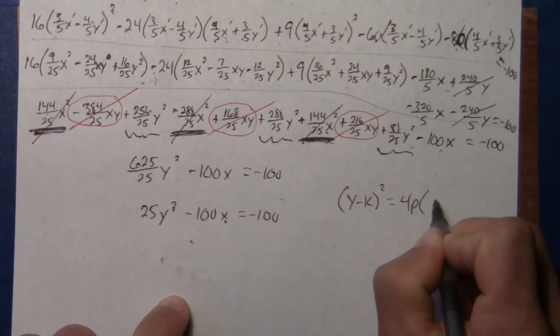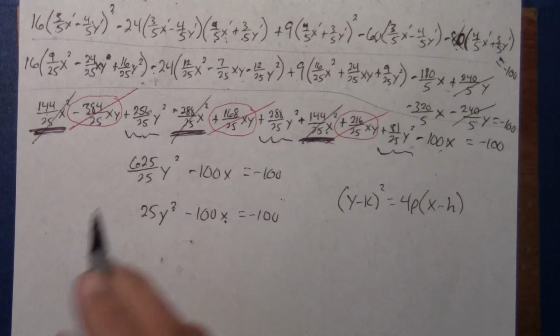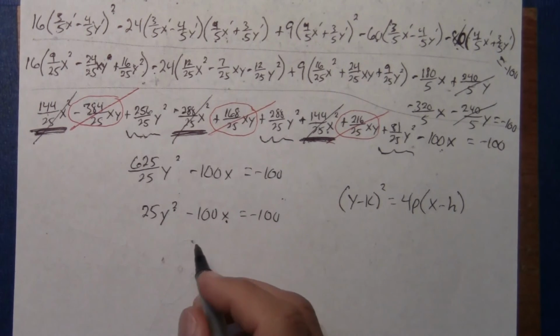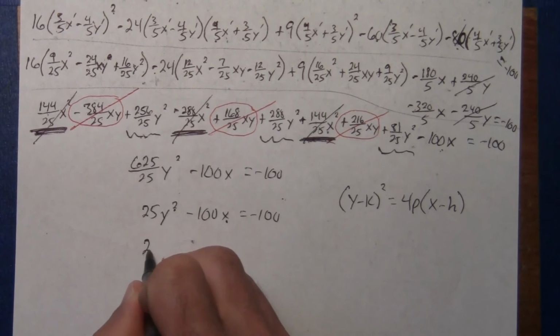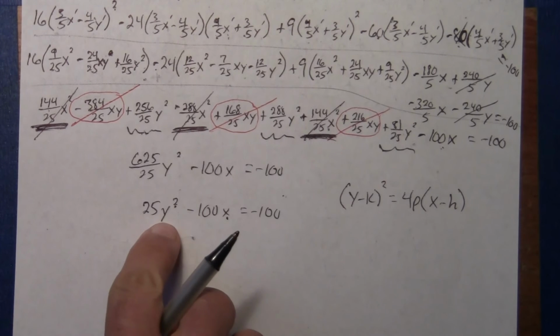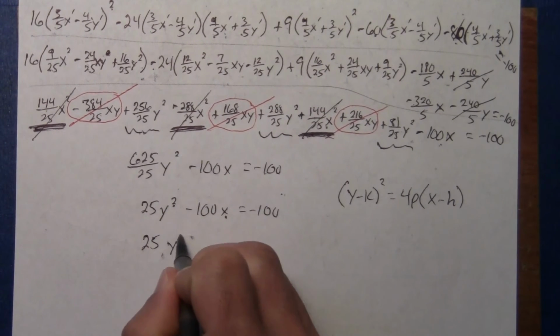The 4p number should be in front of the other parenthesis. So there should be nothing in front of the squared term, so that 25 is going to have to go away. Now yes, obviously I can divide it right now by 25 if I want to. That's kind of up to you. So I'm going to leave the squared term on the left. I know that I do not have to complete the square. I've got a y squared, but I don't have a regular y. I'm going to move the 100x over to the right.